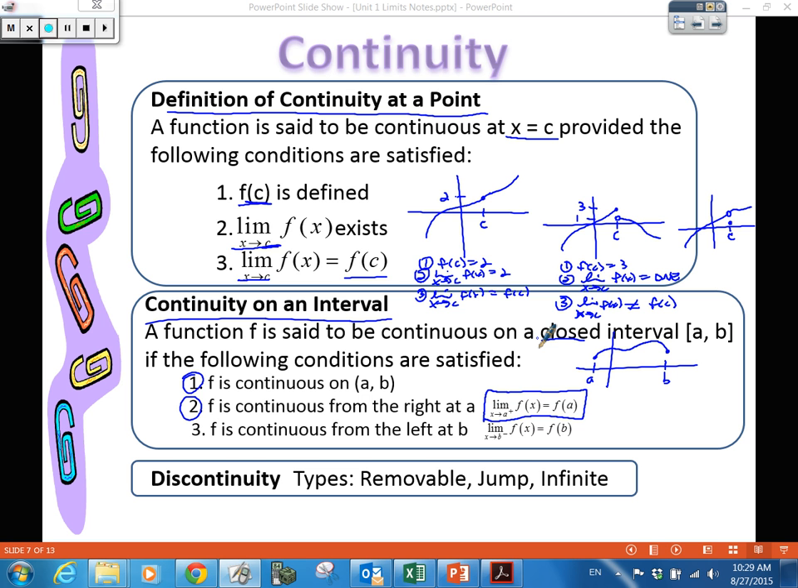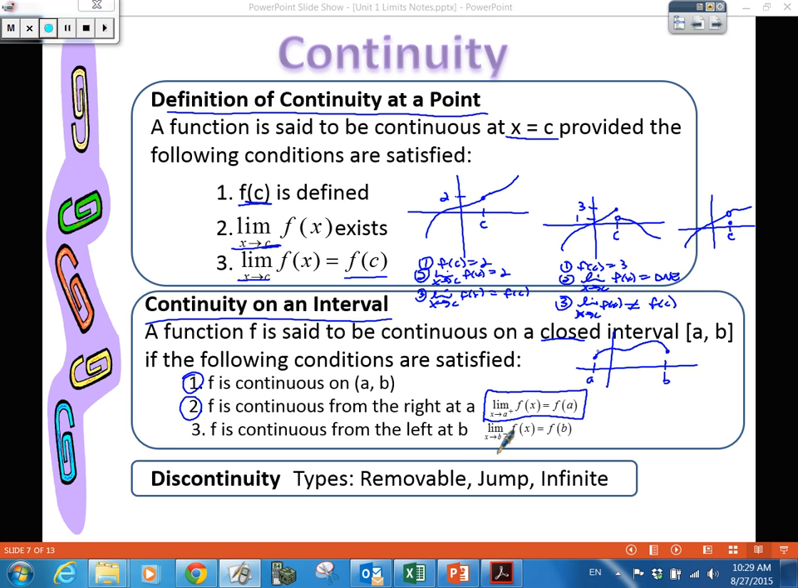So the limit as x approaches a from the right of f of x must equal the function value at a. So as I'm headed to the right, does the limit from the right equal the function value at a? It does. The function value is that point, and the limit would approach that point. So this would say this is right continuous.